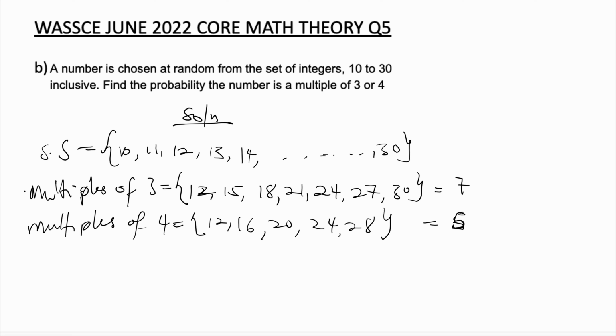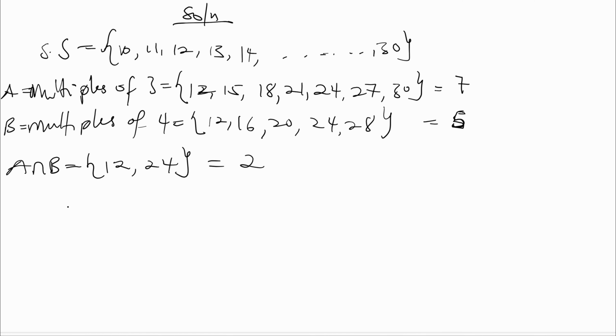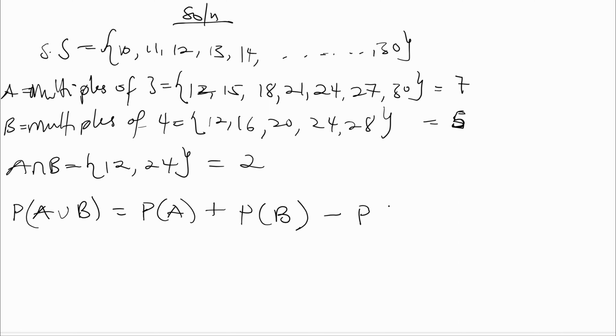So first let's make this set A and this set B. So A intersection B will be 12 and 24, so we have 2. Now we know that P of A union B is equal to P of A plus P of B minus P of A intersection B.